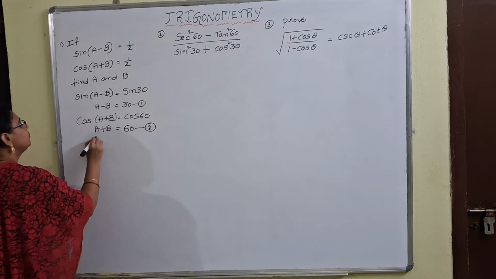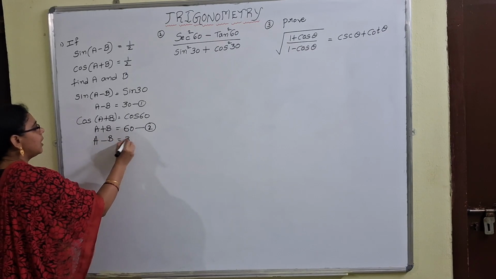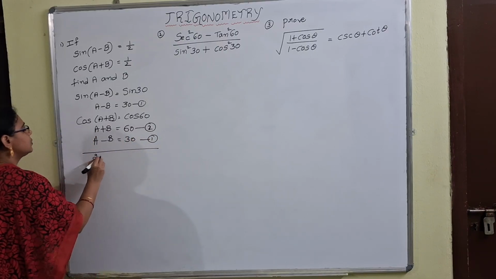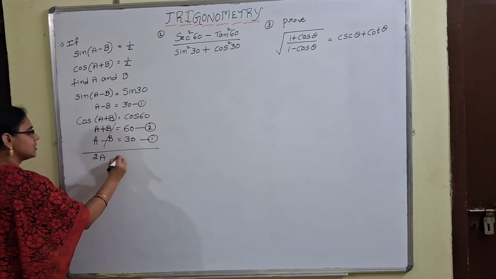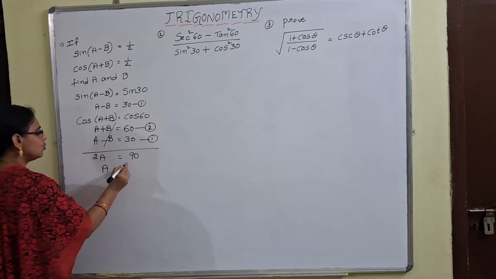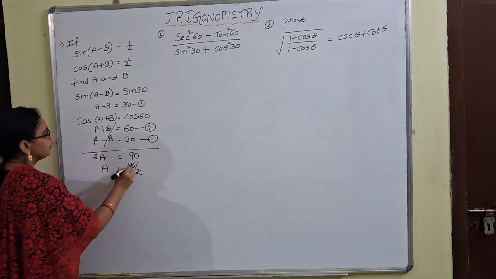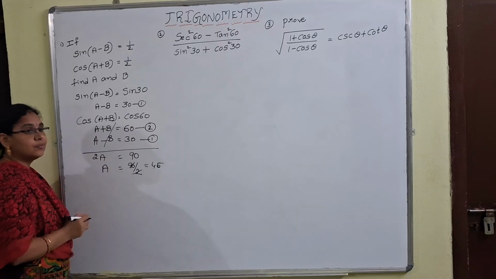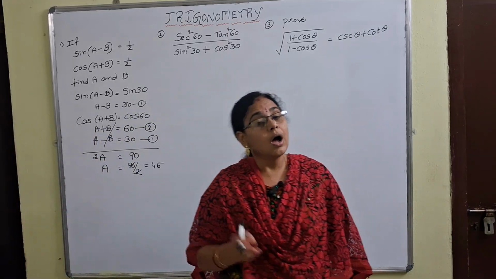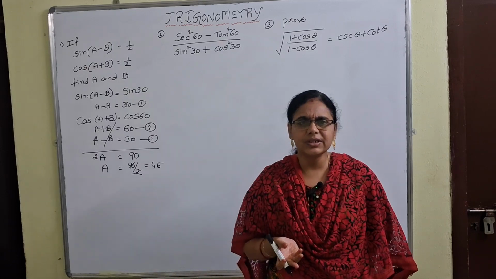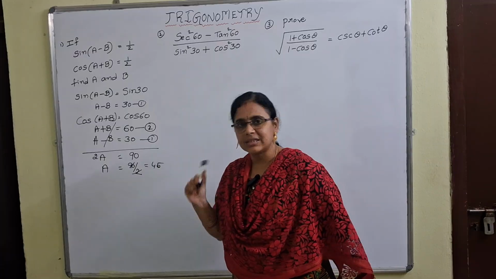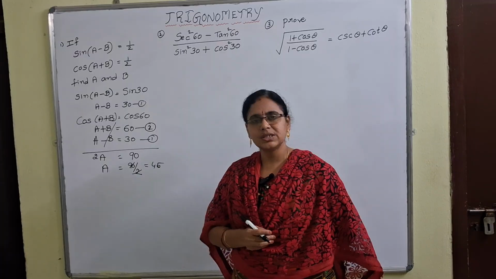Now we either add or subtract. Adding, A plus A is 2A, plus B minus B cancelled, and 60 plus 30 is 90. A is multiplied by 2, transpose to the opposite side, divide by 2, that is 45. We got the value of A is 45. We require B also. How can you find it? Substitute in any one of the equations. Already we have two equations: one is A - B is 30, the other one A + B is equal to 60.